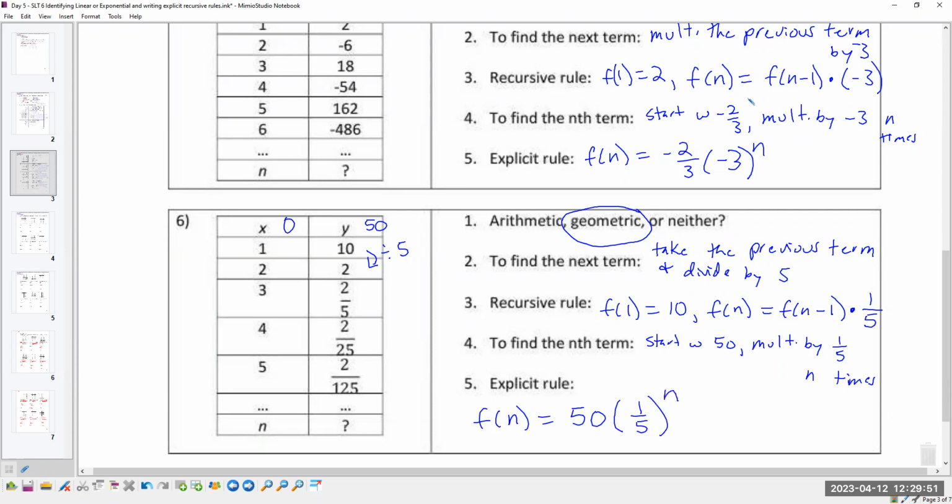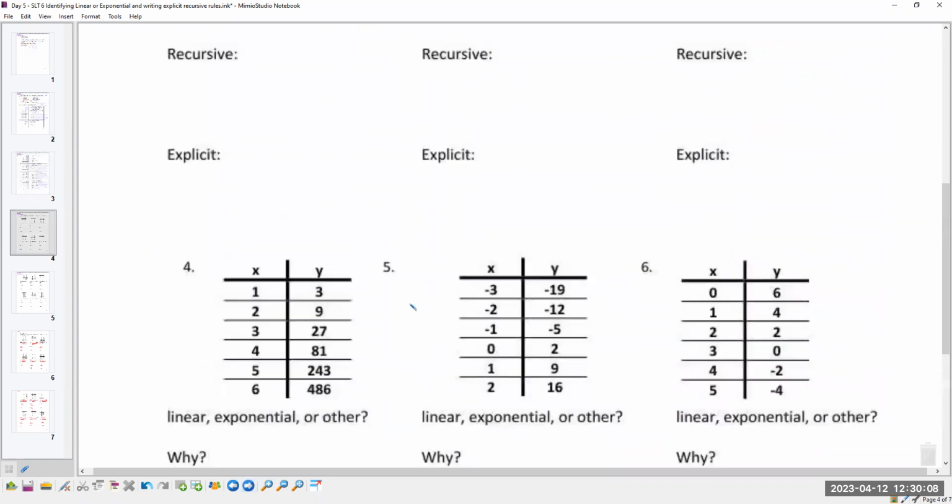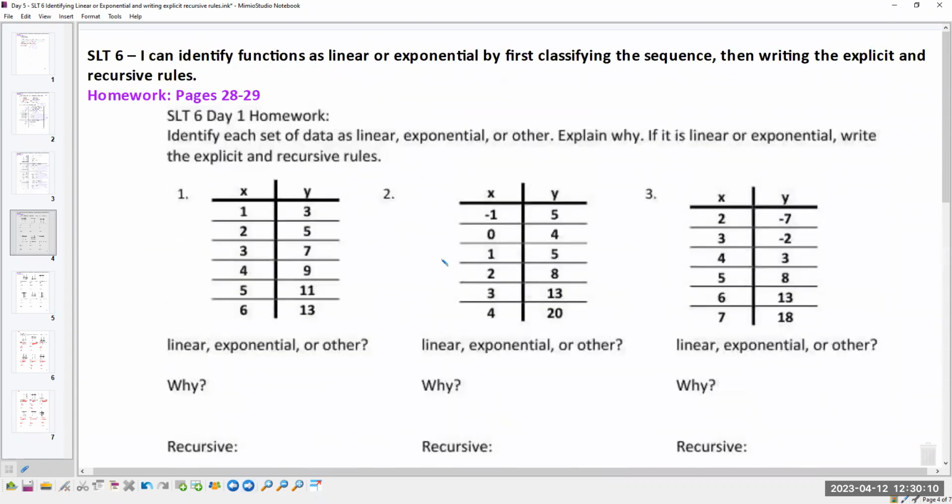Hopefully this helps you feel confident on writing explicit and recursive rules with arithmetic and geometric sequences. Remember, arithmetic and geometric sequences are just like linear functions and exponential functions, just with some slightly different notation. Go ahead and start the homework on pages 28 and 29. I would suggest you pause the video. I'll go through 2 problems just to make sure you're okay.